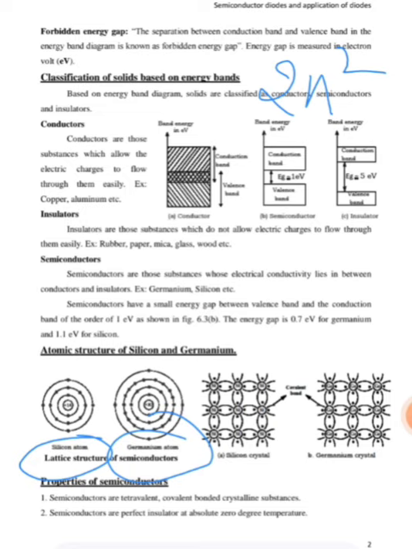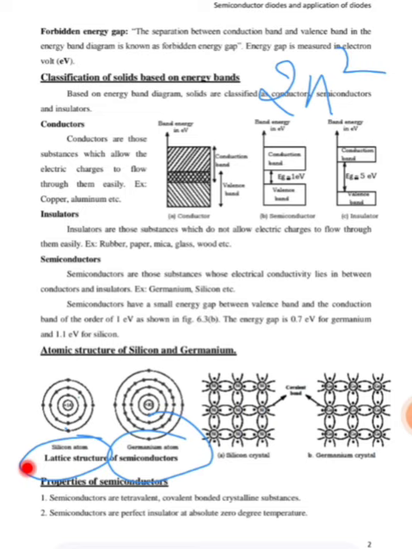In silicon, since there are 14 electrons, the first two electrons will be placed in the first orbit, the next 8 will be placed in the second orbit, and 2 plus 8 is 10. Then 4 are remaining. So 4 electrons will be placed in the third orbit. So we have 4 electrons in the outermost orbit, and these 4 electrons present in the outermost orbit are called valence electrons.